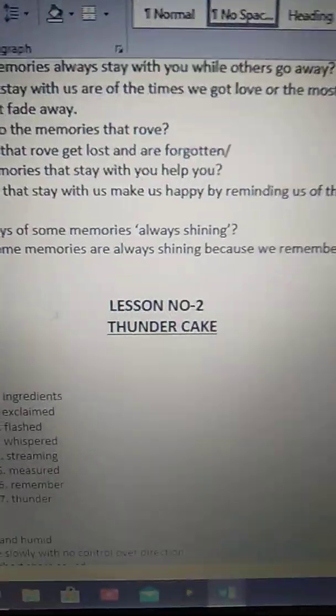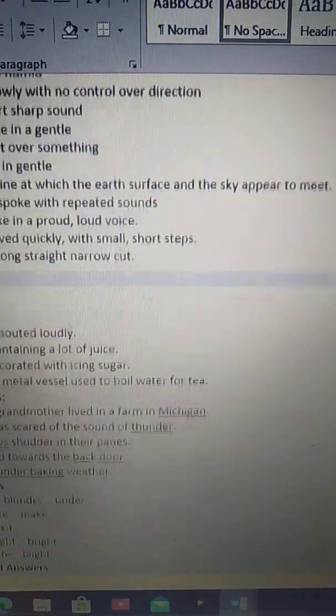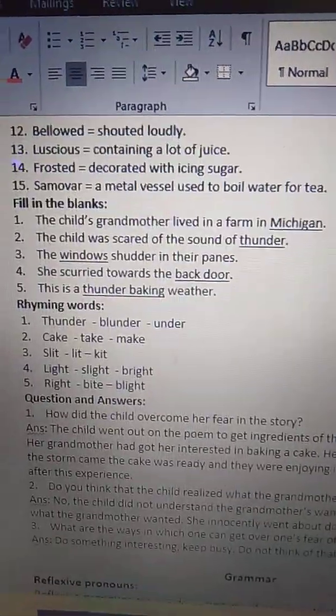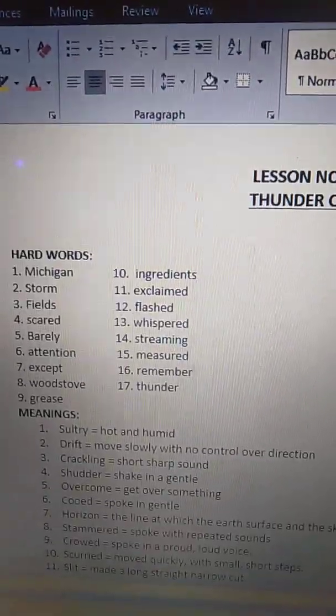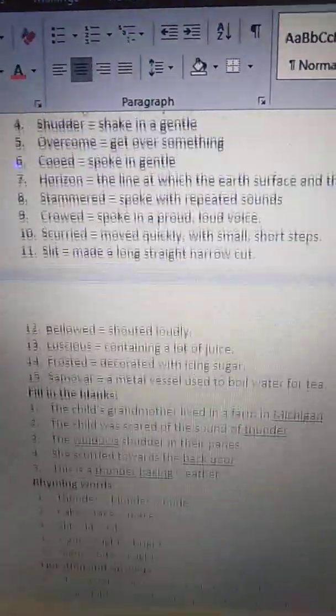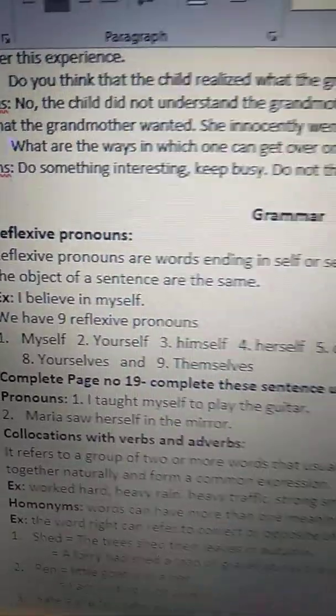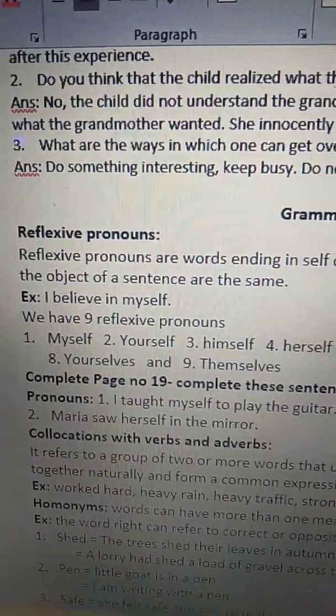Okay, children, all of you open your worksheets. See the grammar part. In previous classes, we have learned words, meanings, fill in the blanks, rhyming words, question and answers, right? And in today's class, we are going to learn the grammar part of lesson 2, Thunder Cake.